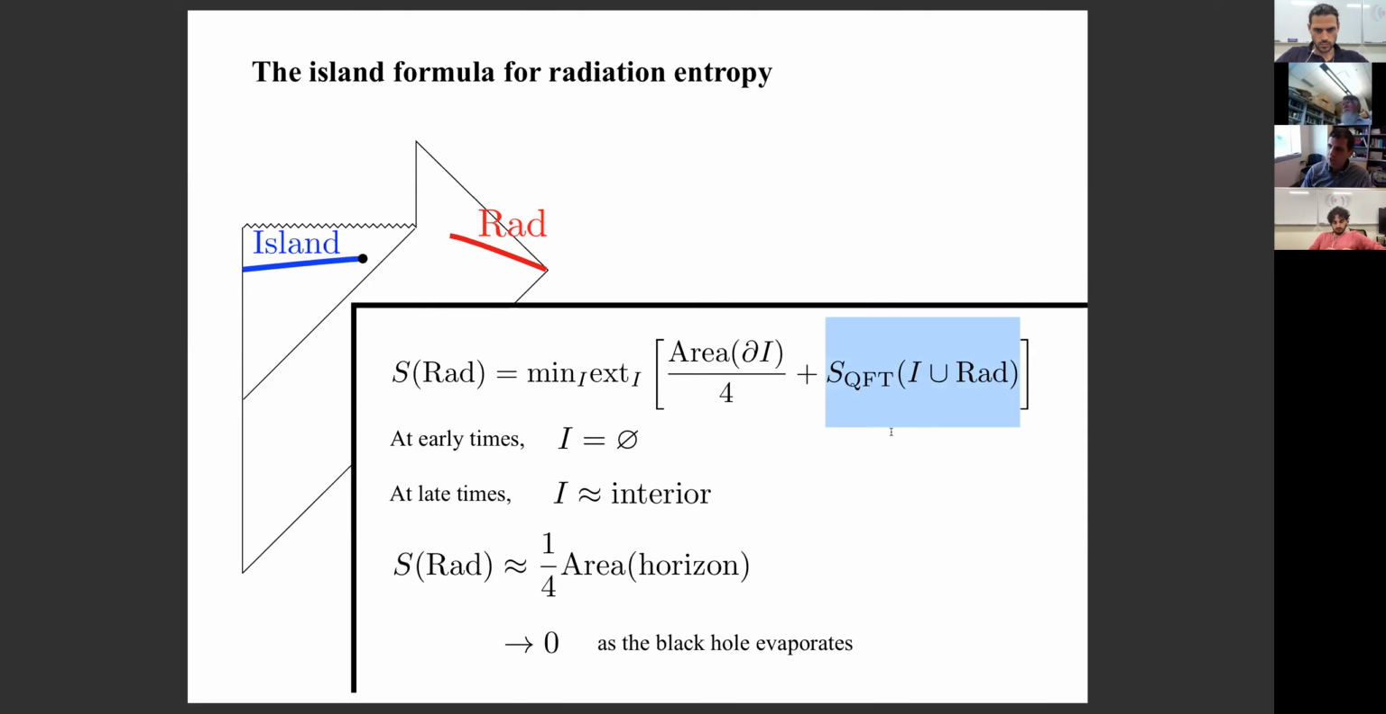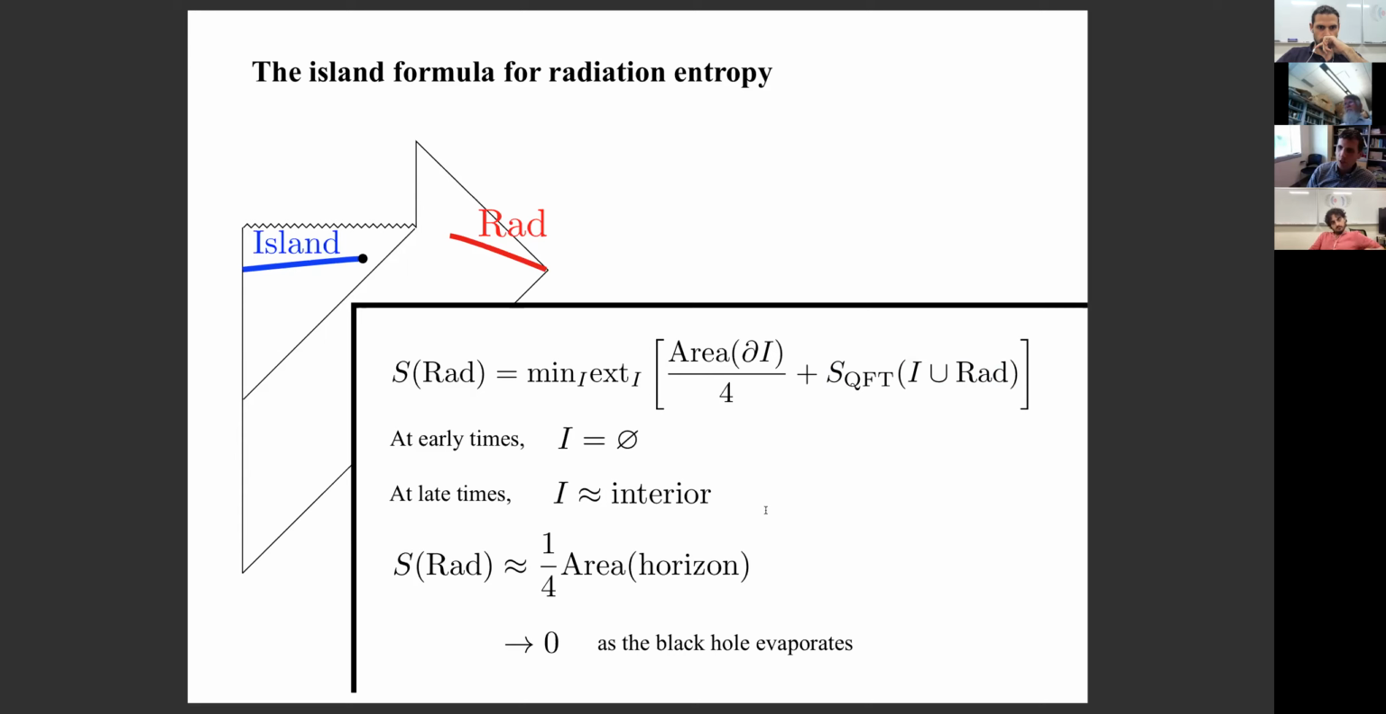the QFT part of this calculation doesn't see the Hawking radiation. So now the entropy is just given by the area of the black hole over 4. And that's decreasing as the black hole evaporates. So this goes to 0. And if this is the correct entropy, then this is consistent with unitarity. This gives the curve that goes up and then switches over and comes back down. So this is the proposal.